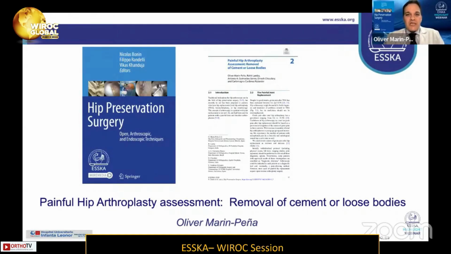In the chapter, you will see how to assess that problem, the painful total hip replacement, and how to manage it with hip arthroscopy in a very low number of cases.